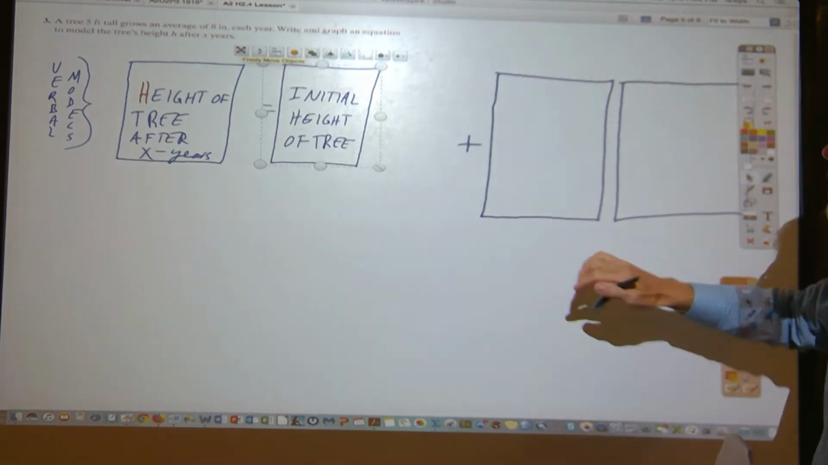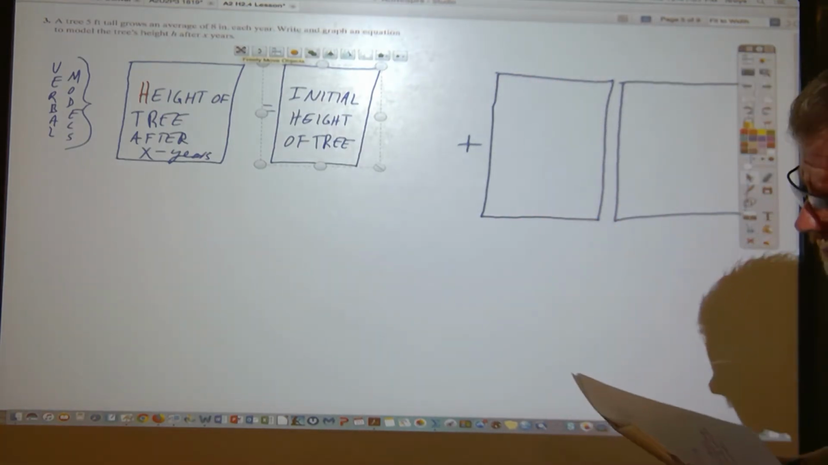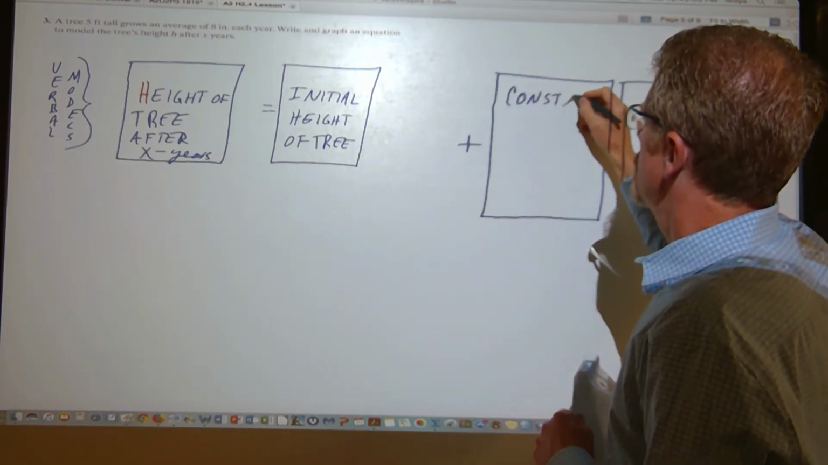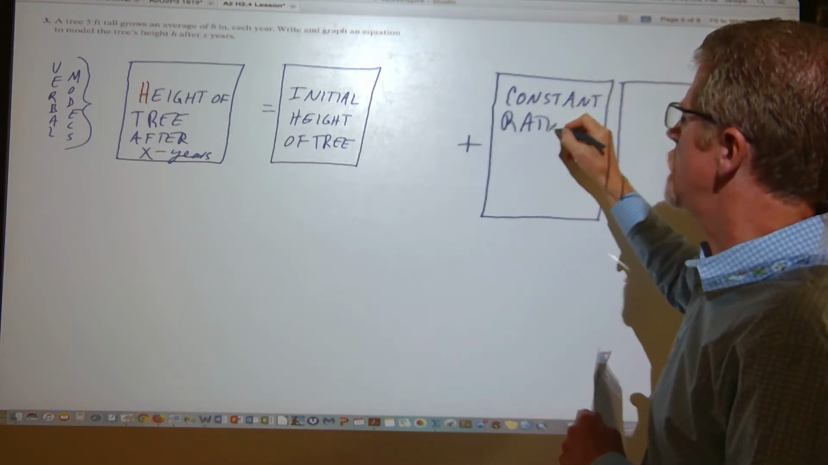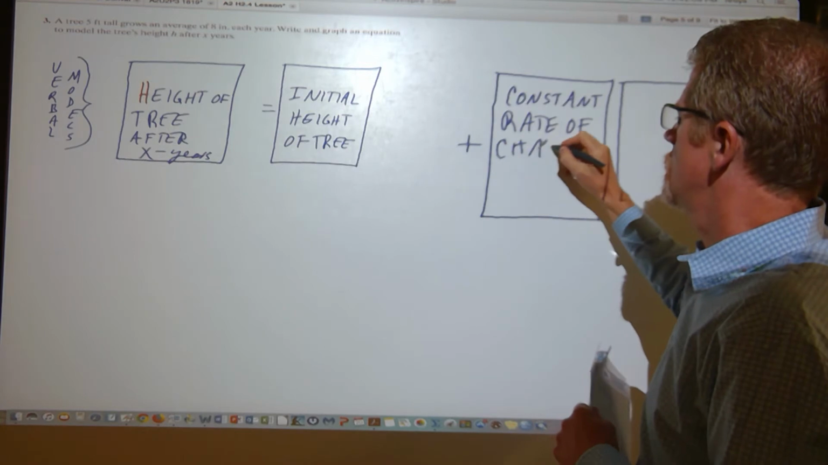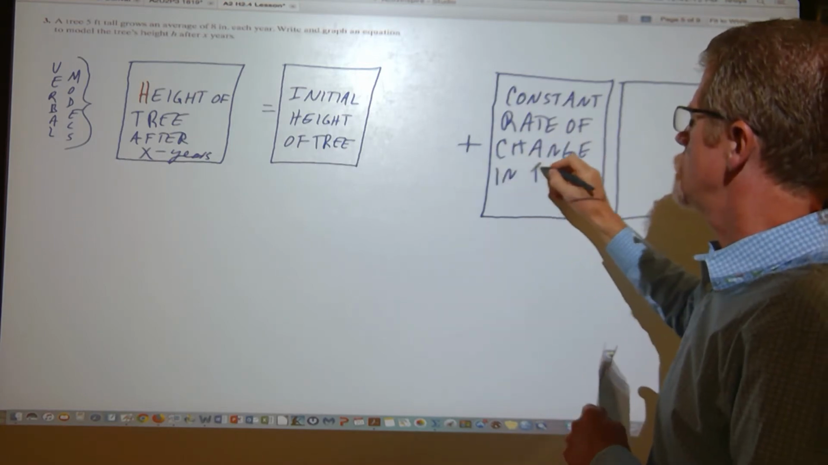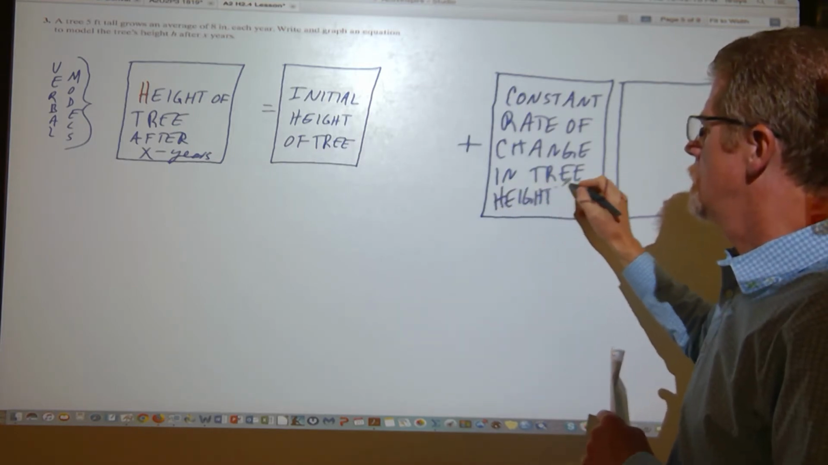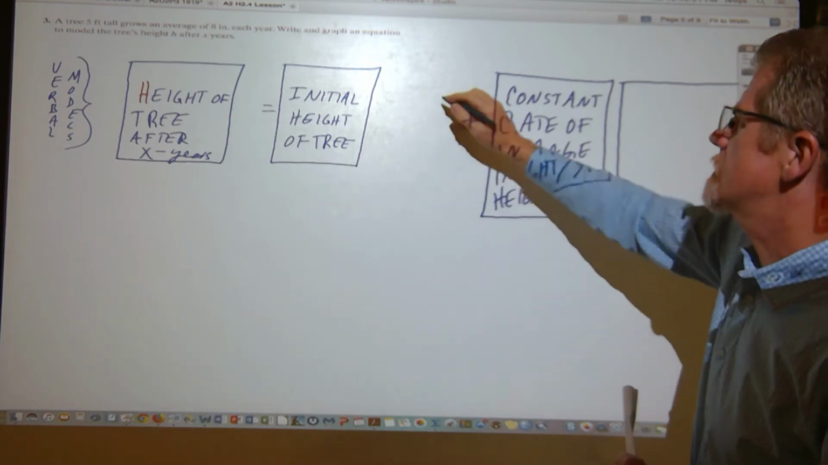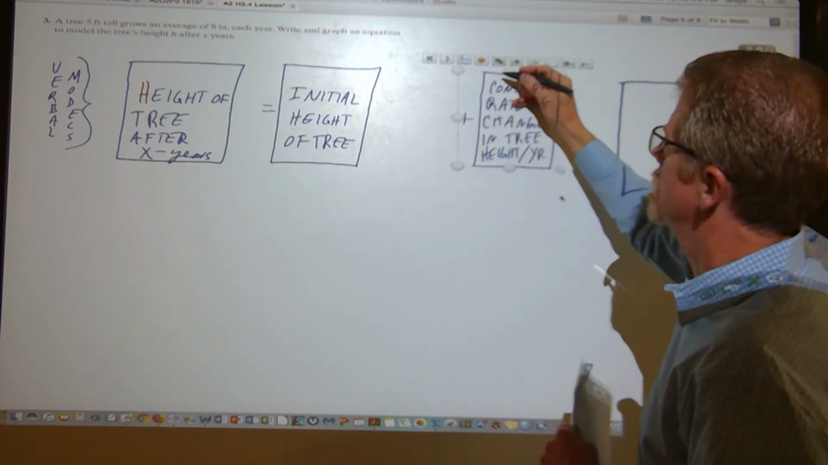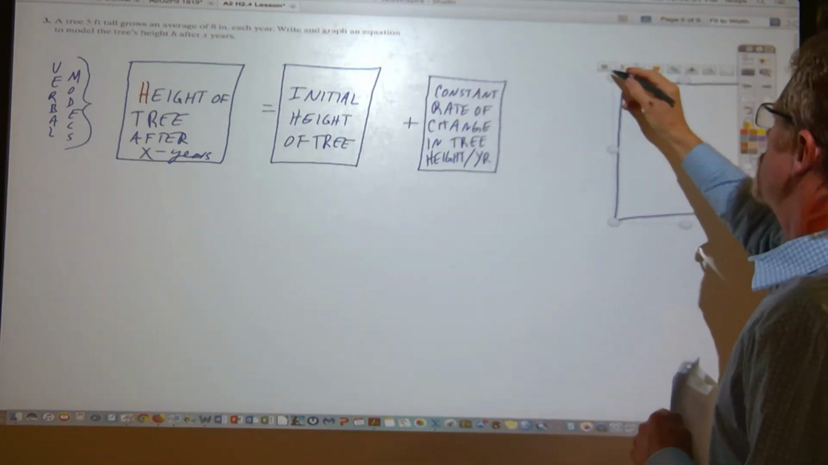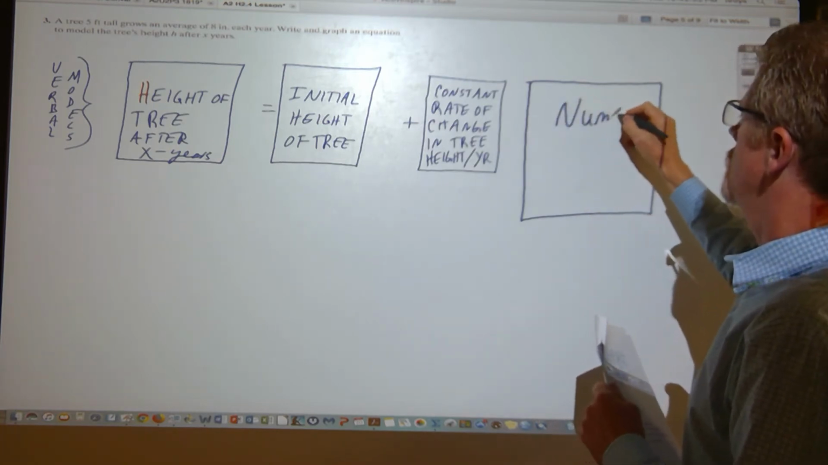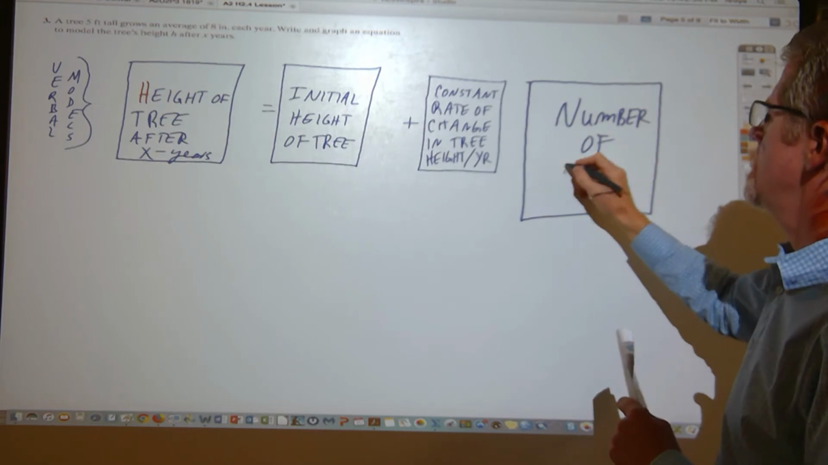Okay, so now that we've written that, we can make it a little bit smaller, put it into place. And now here's the slope. This is the rate of change. So we can call that the constant rate of change in tree height per year. Constant rate of change in tree height, or just height, per year. That's the slope. And then this is going to be the number of years. The number of years that the tree is growing. So only 3 words, number of years.